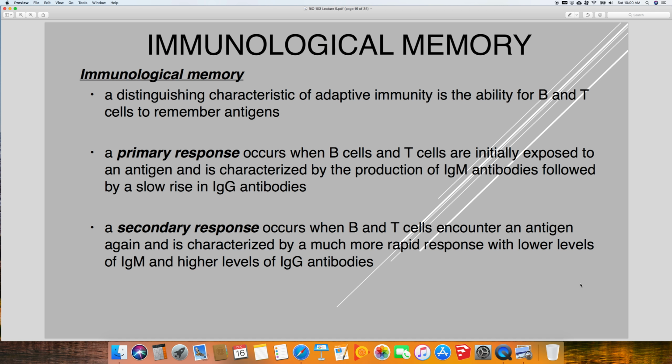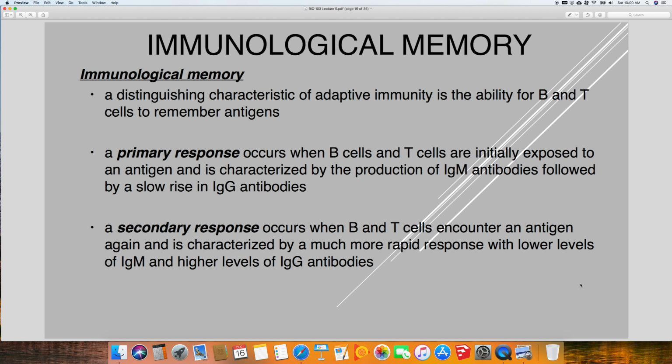Okay, as we know, adaptive immunity is characterized by memory. It's specific and it has memory, and that's different than the innate immune system. So we're going to talk about this idea of memory. Now, when a B cell or a T cell is exposed to its antigen for the first time, what happens is a primary response. This primary response is characterized by production of IgM, which makes sense because that's always the first one. And then you have a slow rise in IgG, because you start to see class switching.